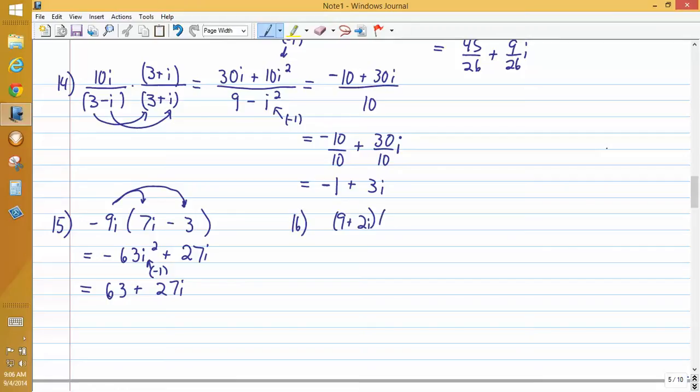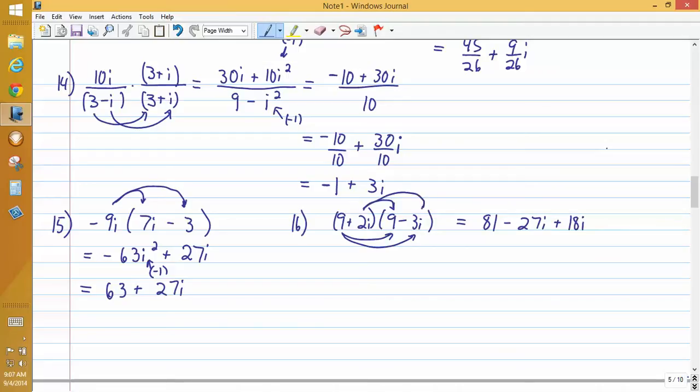Number 16. I have two binomials. They are not conjugates, so I'm multiplying two binomials, so you need to FOIL that all the way out. So multiply the first terms: 9 times 9 is 81. Multiply the outer terms: 9 times negative 3i is negative 27i. Multiply the inner terms: 2i times 9 is a positive 18i.